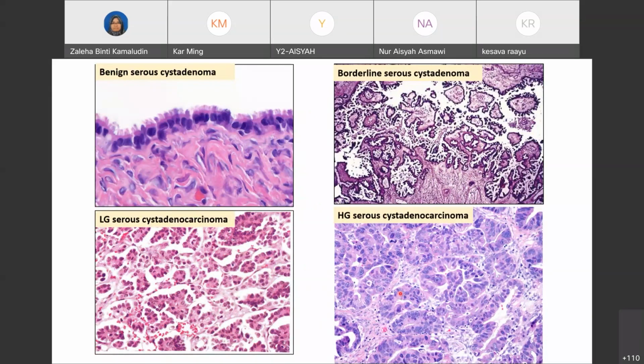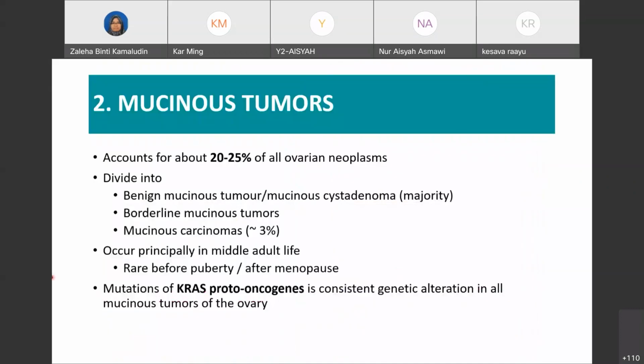In the high grade, there is variation in sizes. See, this one has bigger nuclei, some of them are smaller nuclei, so you have quite marked nuclear pleomorphism with easily seen mitosis and necrosis. So that's all about the serous tumor. Let's go on to the second surface epithelial tumor, which is the mucinous tumor.